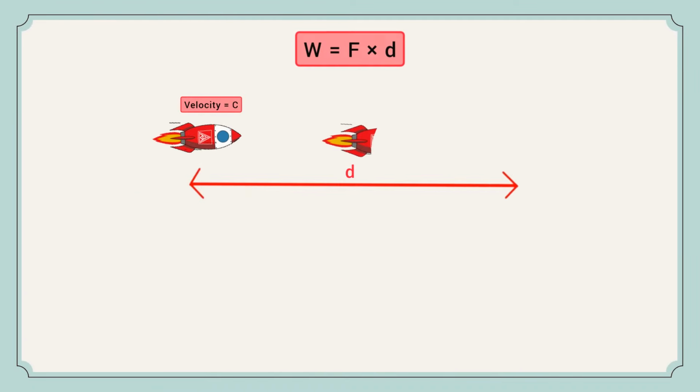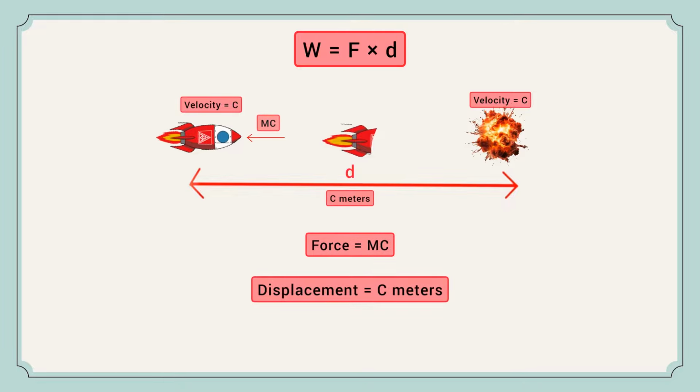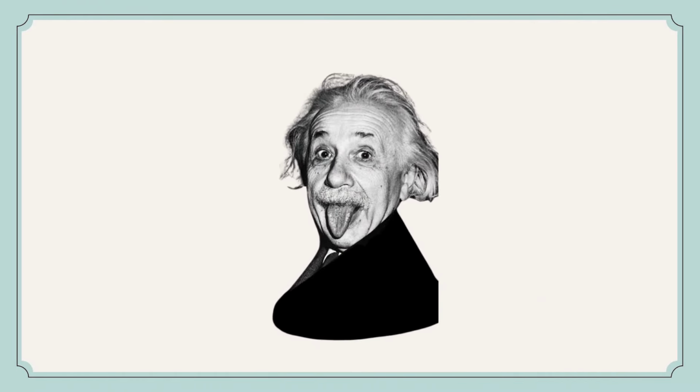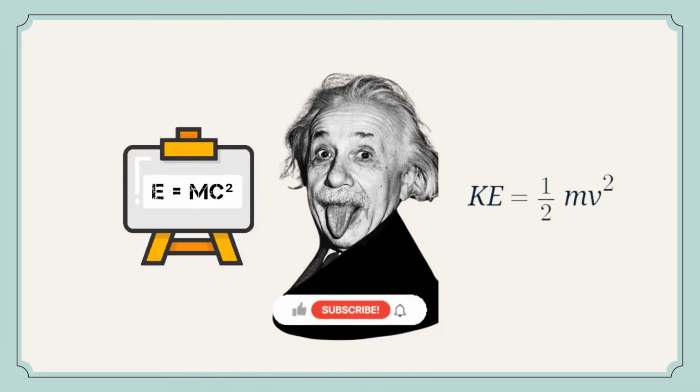When we calculate the total work using force times displacement, we get force is equal to mc and displacement is equal to c meters. Instead of slowing down as in the regular case, the opposing force disintegrates the parts of the rocket that are exposed to the force, and the rest of the rocket flies with the same velocity without slowing down, yielding Einstein's mass energy equivalence equation. There you have it, a simple derivation of Einstein's famous mass energy equivalence equation using the kinetic energy equation.